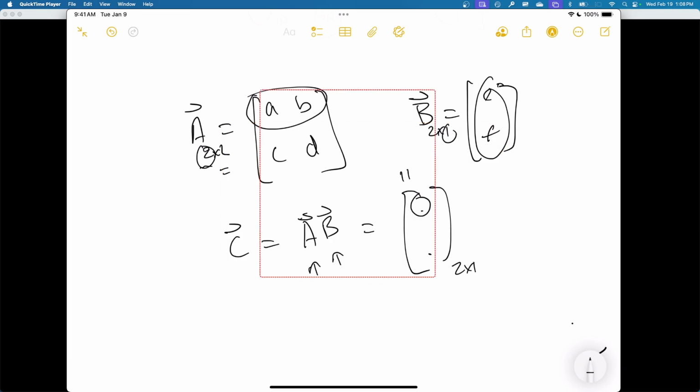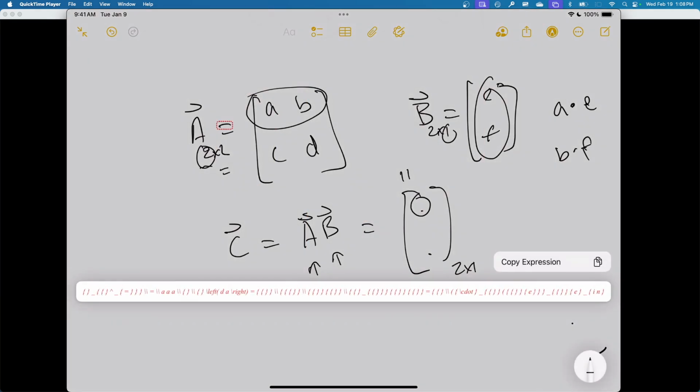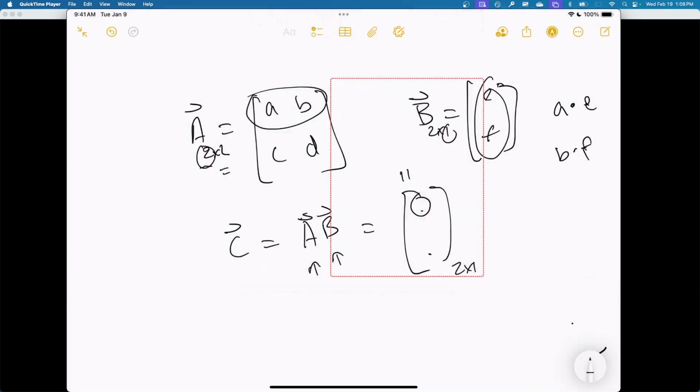So again, though, we take the first row of the pre-multiplier, multiply it element by element by the first column. So what does that mean, element by element? This would look like this. A times E, and then B times F. Those are the corresponding elements.